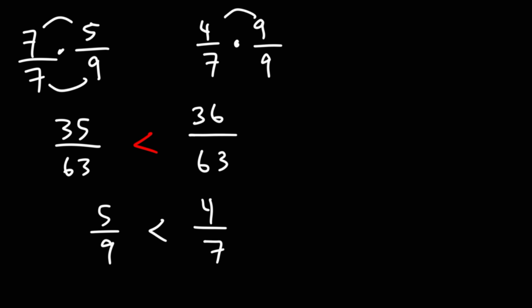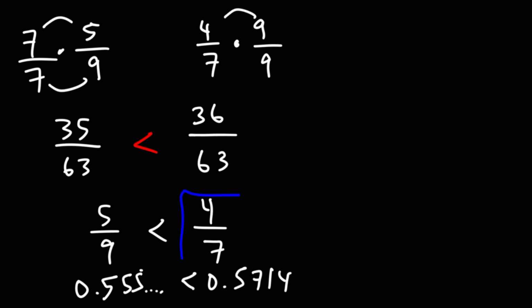Let's confirm it by using the calculator. If you divide 5 by 9, you're going to get 0.5 repeated. 4 over 7, that's 0.5714. 0.57 is greater than 0.55. So 4 over 7 is greater than 5 over 9.